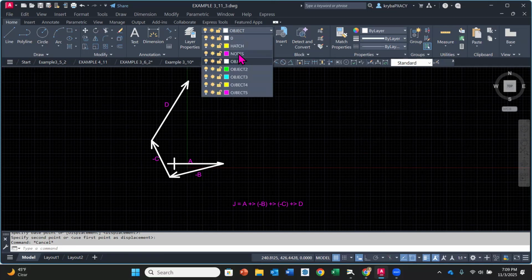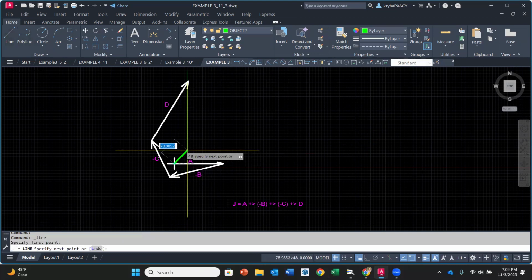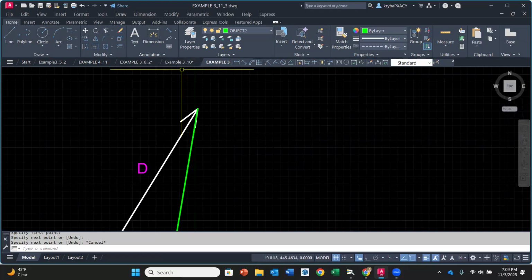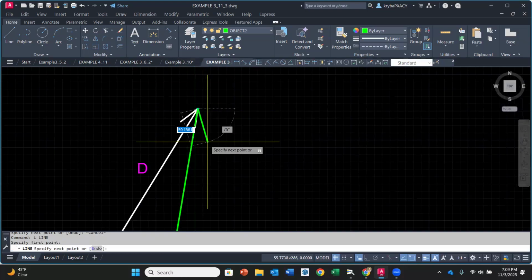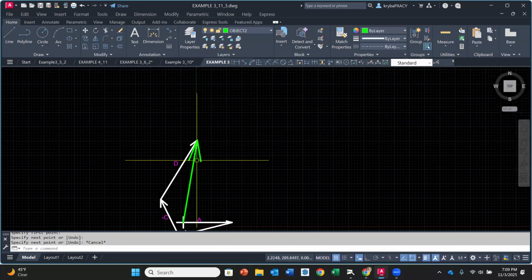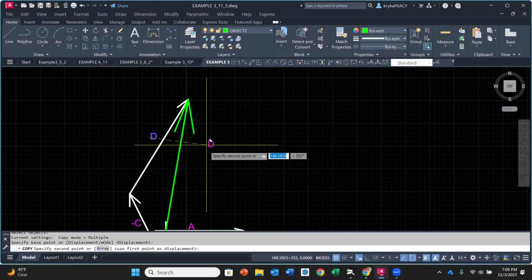Now to put my J in place, I'm going to go on my Object 2 layer, draw my line from my origin to the tip of the last vector, put my arrowhead on the end here, kind of exaggerate it, make it a little larger because it is the resultant. Label this J.